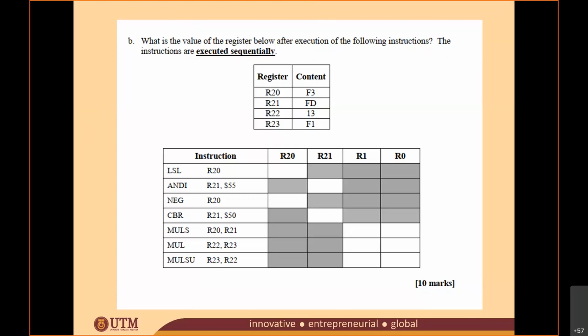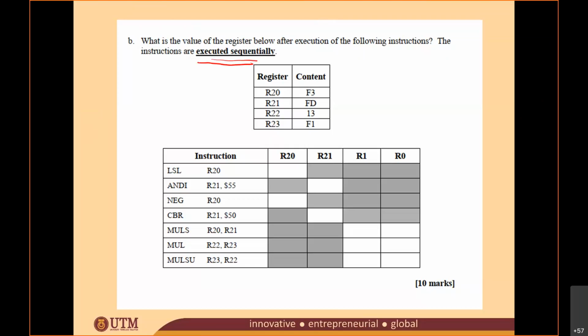Okay, given the register values, you have 4 registers, R20, R21, and R23, which are F3, FD, 13, and F1. You're going to find out what the values of these registers are after you execute all of the following instructions. It says that the instructions are executed sequentially. So let's look at the first instruction here, LSL R20.